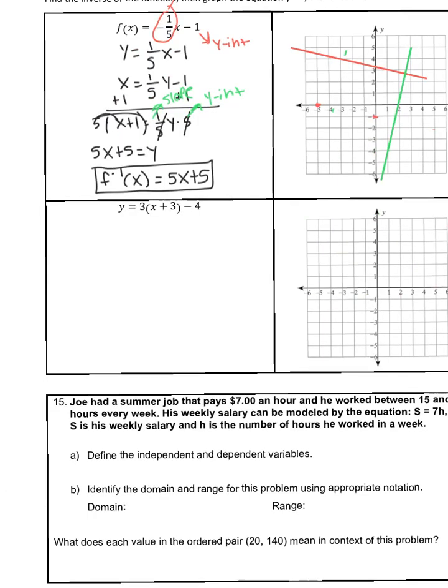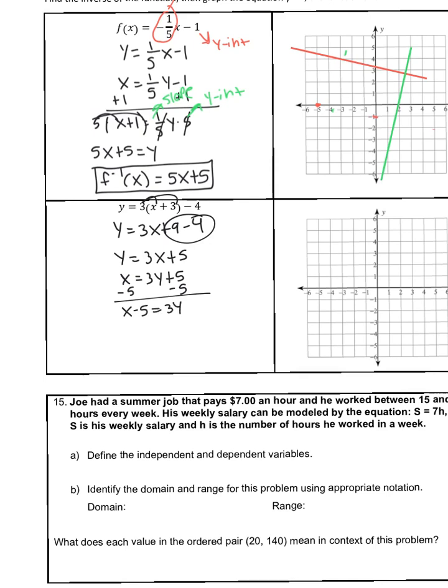Okay, for the next one, you're going to have to do some distribution. And then combine your like terms. Okay, now I can interchange my x and y. It did not give me any kind of function notation here. It just gave me the y, so I'm allowed to leave my answer like that.